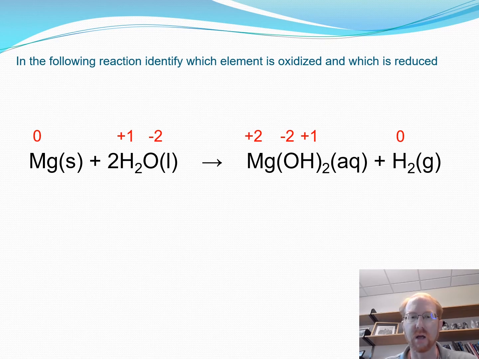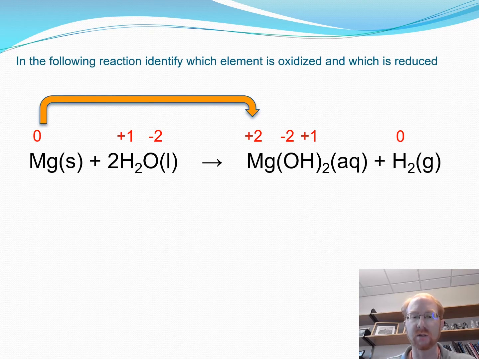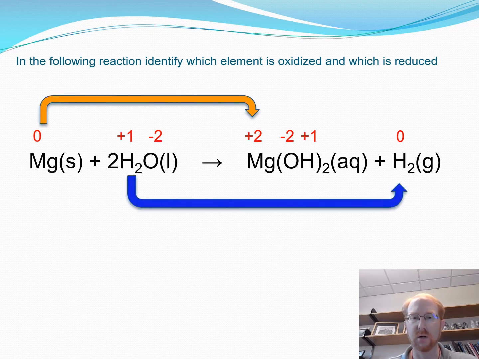Now that we've gone through and identified all our oxidation numbers, I can clearly see how they've changed. I can see that the magnesium has gone from 0 to +2, and the hydrogen has gone from +1 to 0. Notice not all of the hydrogen has changed. Some of the hydrogen has stayed +1, but some of the hydrogen did change, and that's fine. It is absolutely fine that some changed and some did not. As long as some changed, then we can figure out what's happened.